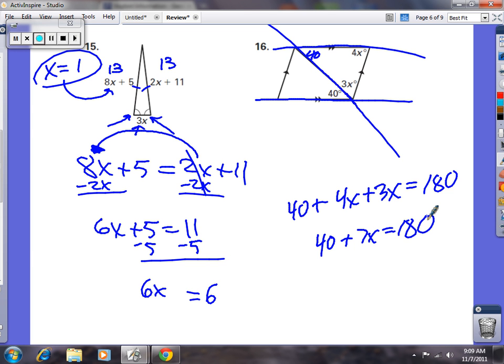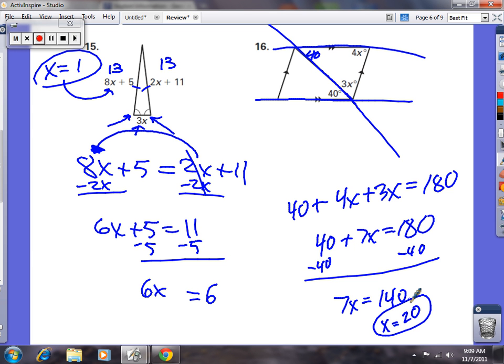Alright, Kenzie, here we go. 40 plus 7 times x. Do I undo the times 7 or the plus 40? How? So minus 40, minus 40. What's 180 minus 40? So you have 7 times some number is equal to 140. 7 times what is 140? 7 times 20? So x is 20. x is equal to 20. And you're done.